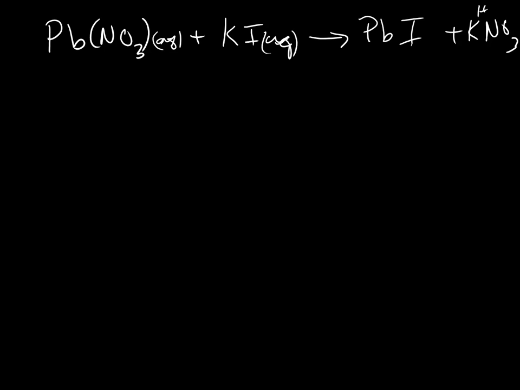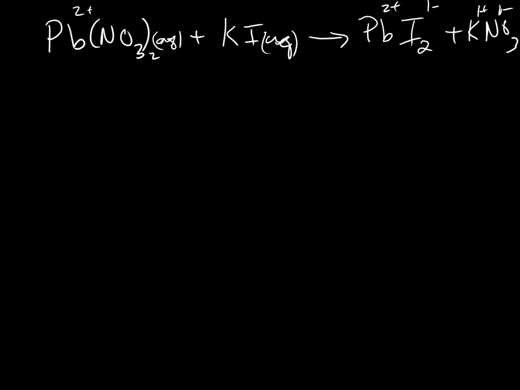K is 1 plus, NO3 is 1 minus. That's KNO3. I is 1 minus. To get lead's charge, I have to go over here. Over here, lead was 2 plus. I said lead 2 nitrate, so that's got to be a 2. That's got to be a PbI2.